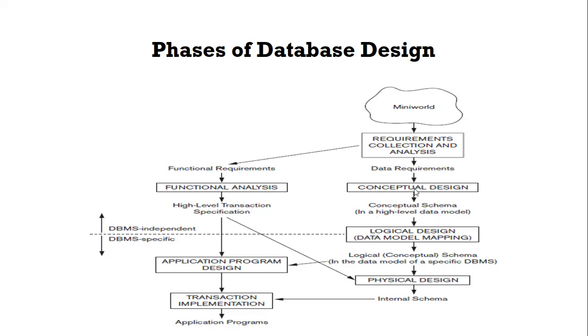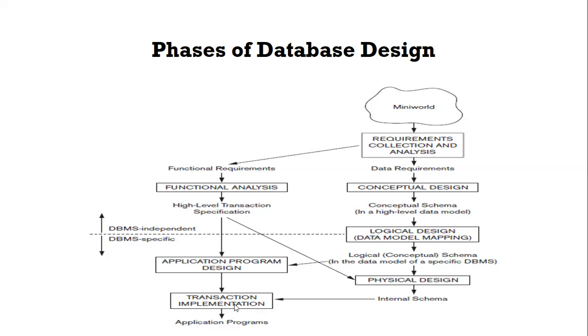The next thing is, after performing the functional analysis, we will start performing the conceptual design. After completing the conceptual design, the logical design will take place in between the database management system independent and database management system specific phases. The logical design will create the data model mapping. After mapping both the phases, it will be sent to the application program design, and finally it will be sent to the transaction implementation.